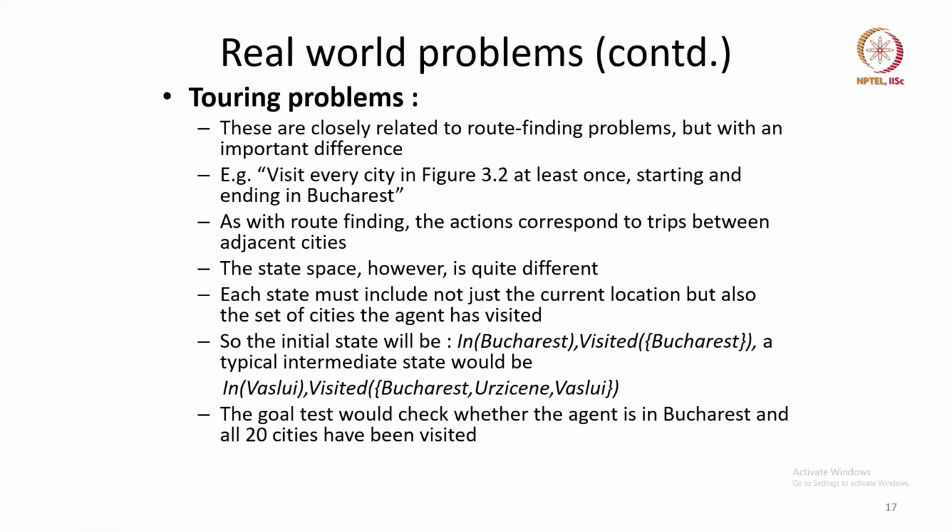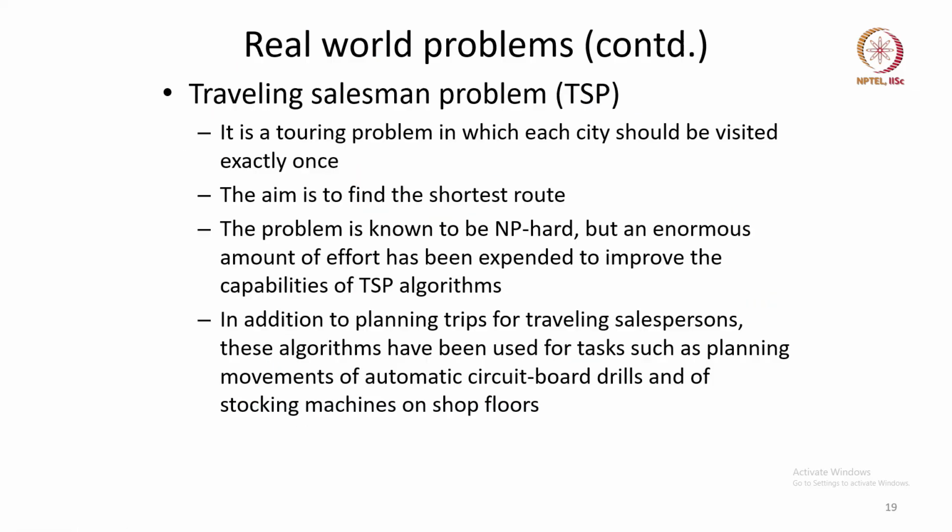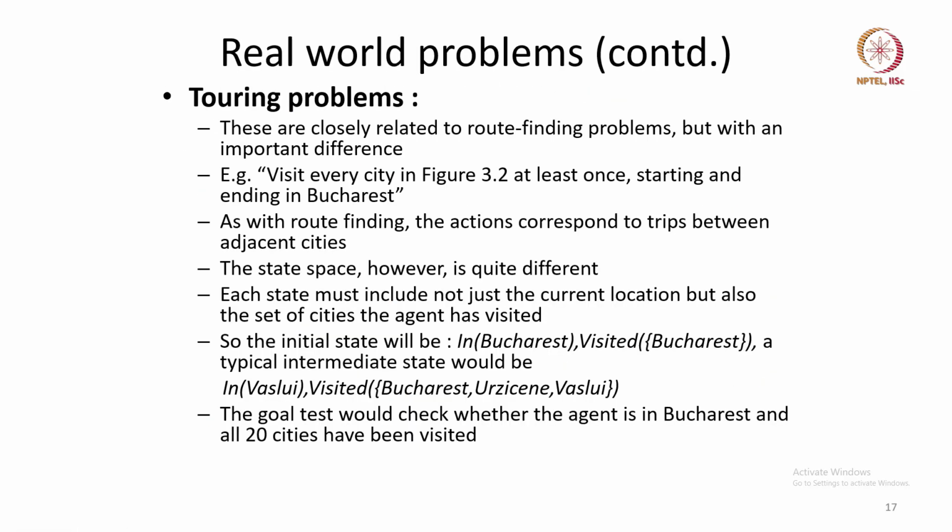So if we take this map here, there are 20 cities here. So suppose you want to start from Bucharest and you want to go to every city once and then come back to Bucharest. So what is the best way of doing this? So that is what we generally call the traveling salesman problem basically.